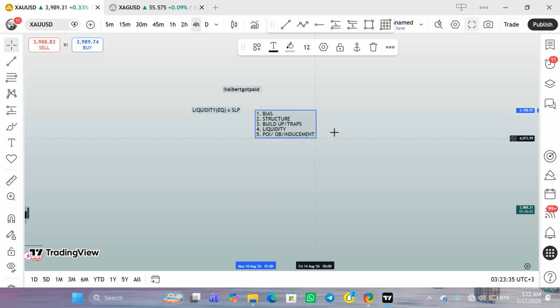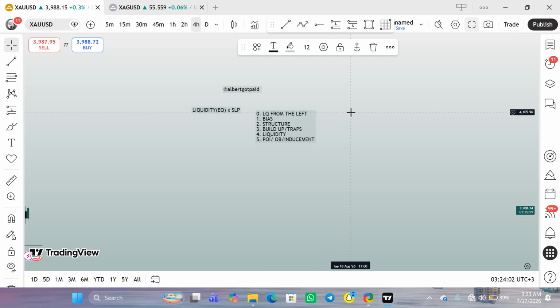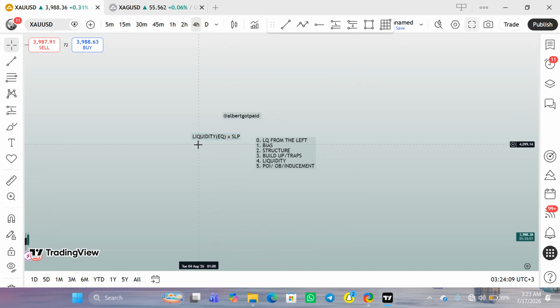So this is simple. Oh, I forgot some important thing. After buyers here, I guess it is supposed to be here: liquidity from the left. This is something important that I want to start with. So in this strategy, these are the only things that I'll be working with. I just want to see my buyers, liquidity from the left, structure, build up and trap. So before wasting my time, let's just get into what I do.